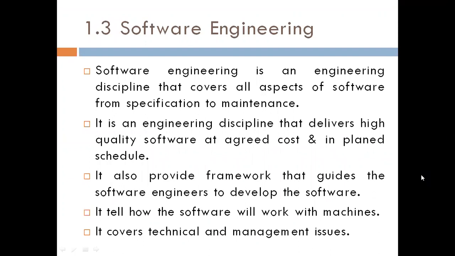Software engineering is an engineering discipline that covers all aspects of the software from specification to maintenance. It is an engineering discipline that delivers high quality software at agreed cost and in planned schedule. Very most important point: agreed cost and planned schedule. It also provides the framework that guides the software engineers to develop the software. Also, it tells how the software will work with the machines. It covers technical and management issues.